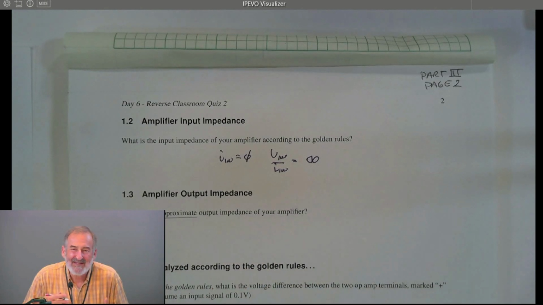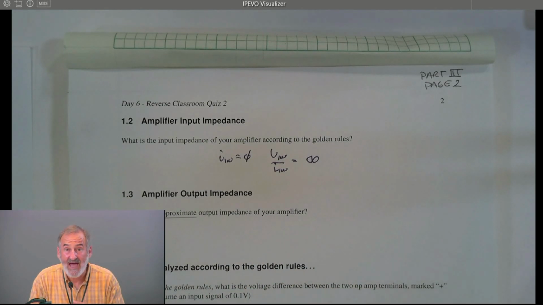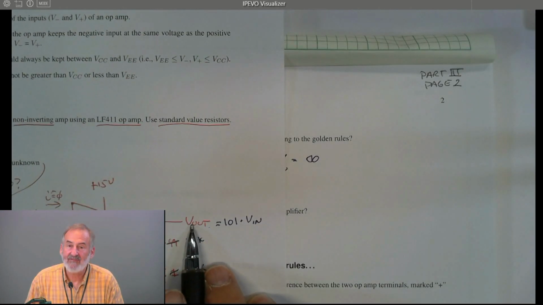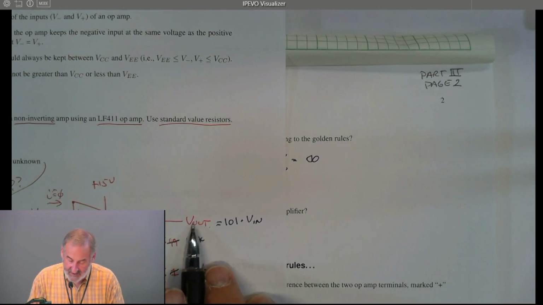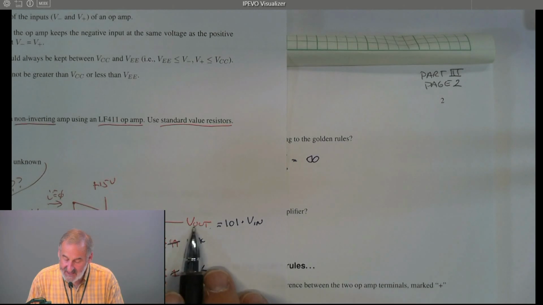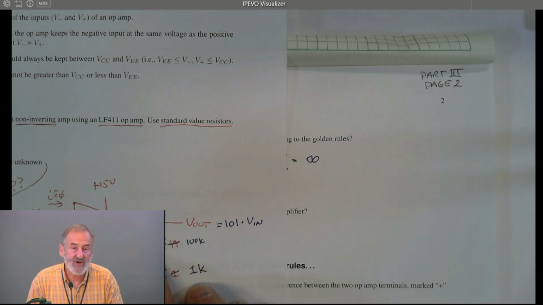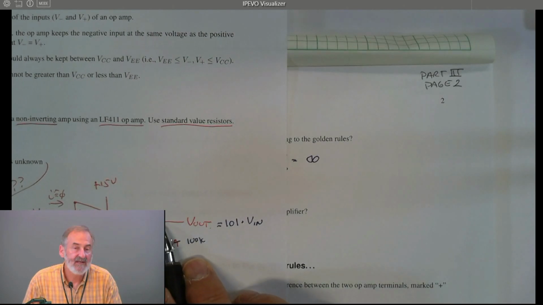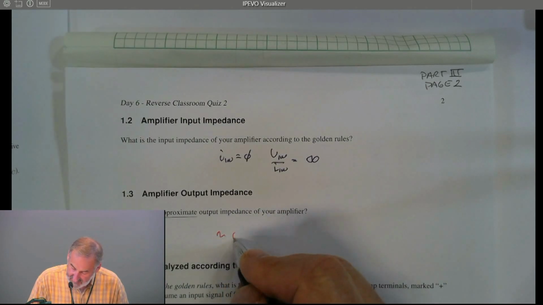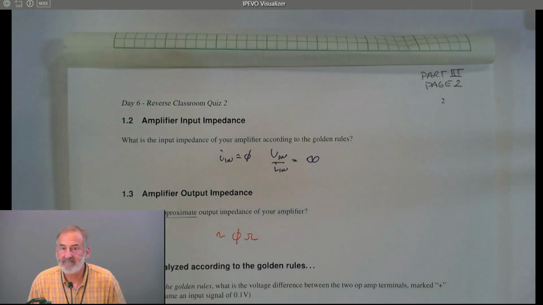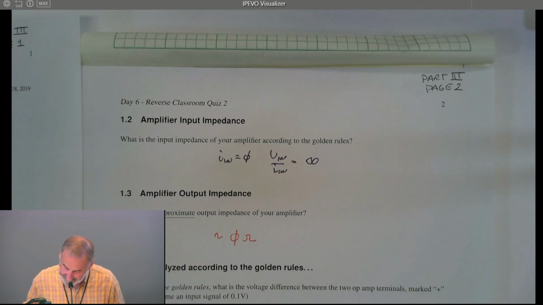Well, the op amp has some internal output resistance, but the negative feedback still tries to keep the output of the op amp at 101 times the input, even as we pull current out of the output. There's a voltage drop internally, but this point is being kept at 101 times. So the output impedance is approximately 0 ohms. Might be in the milliohm range.